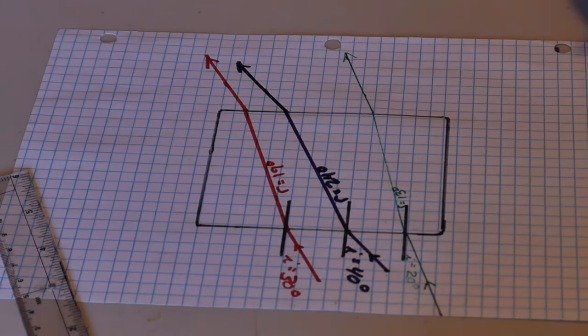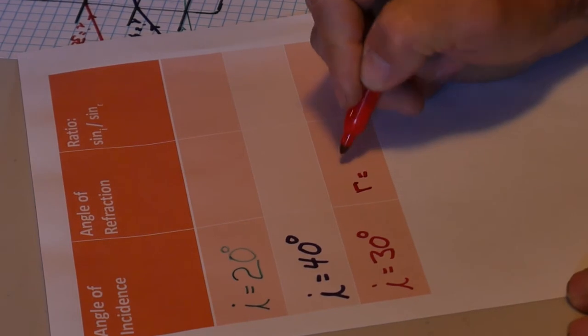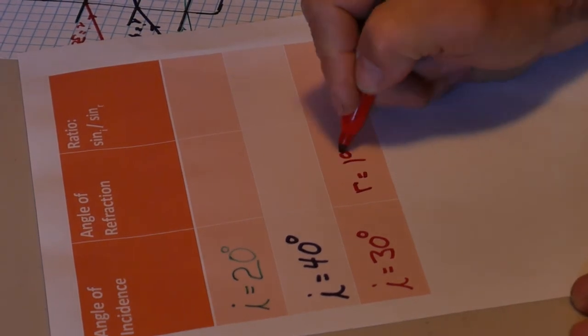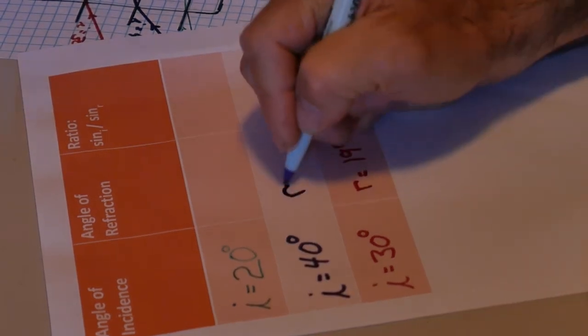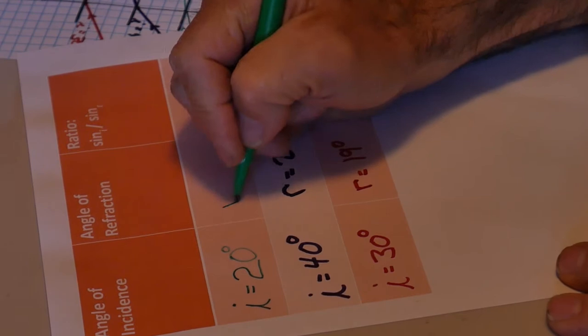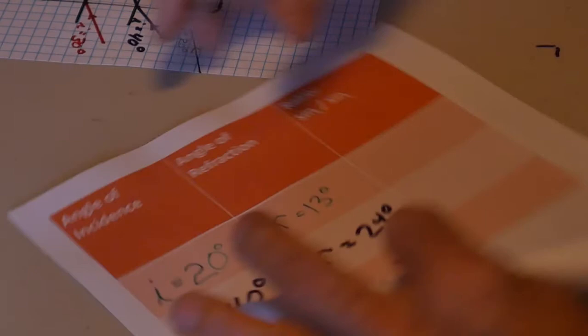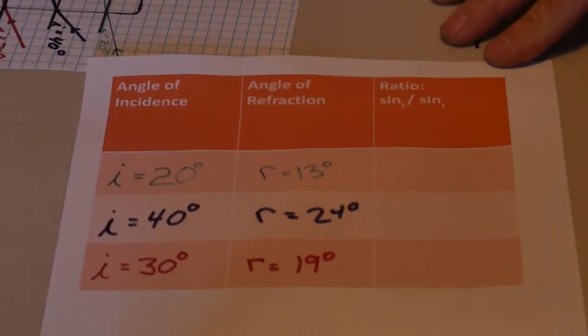So to finalize this data collection, right here, R for the red beam was 19 degrees. For the purple beam, R equaled 24 degrees. And for the green beam, R equaled 13 degrees. There you have it. And we'll take a look at that when I get back to the PowerPoint.